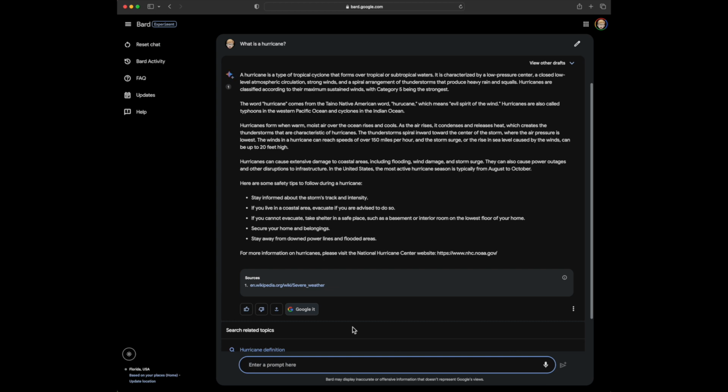So hurricanes form when warm, moist air over the ocean rises and cools. As the air rises, it condenses and releases heat, which creates the thunderstorms that are characteristic of hurricanes. The thunderstorm spirals inward towards the center of the storm where the air pressure is lowest. The winds in a hurricane can reach speeds of over 150 miles per hour, and the storm surge, or the rise in sea level caused by the winds, can be up to 20 feet high.